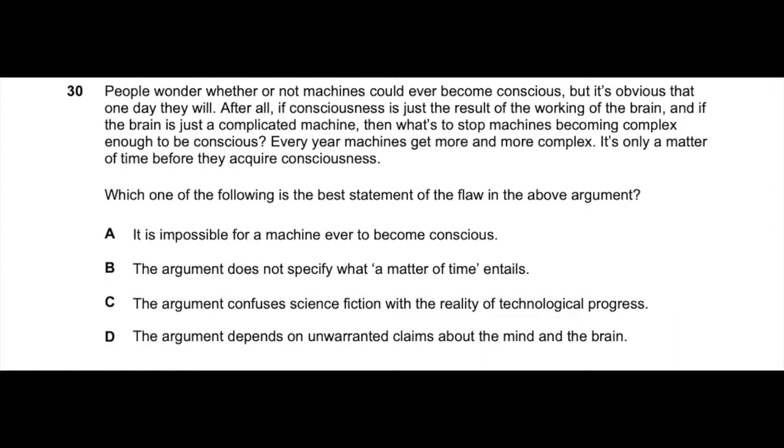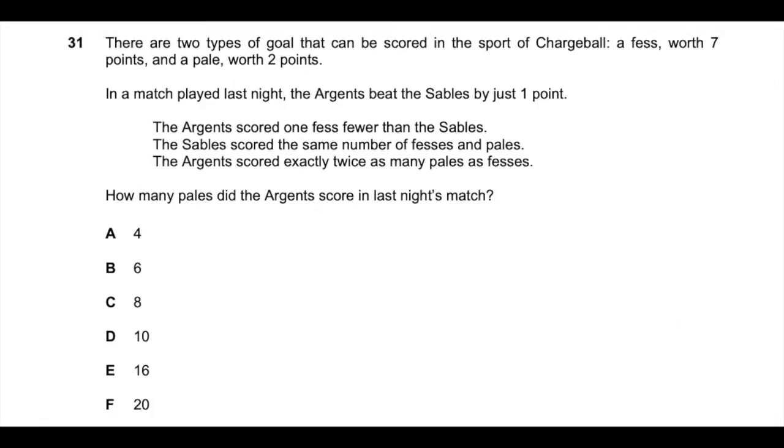The correct answer is D because the text makes too large assumptions about the nature of consciousness and the workings of the brain without providing any supporting evidence. Question 31. There are 2 types of goal that can be scored in the sport of chargeball, a fess, worth 7 points, and a pail, worth 2 points.